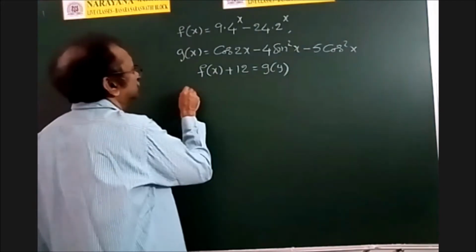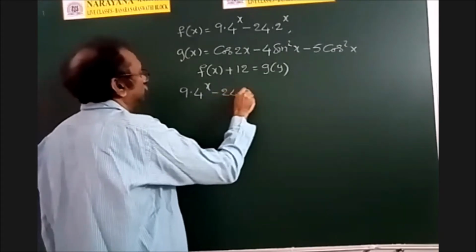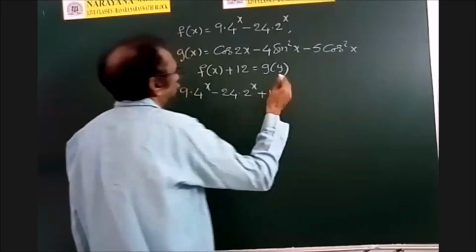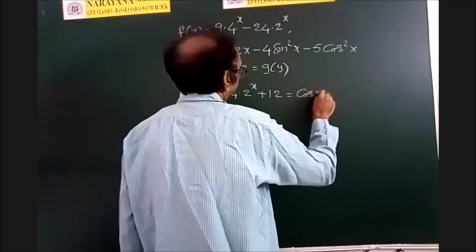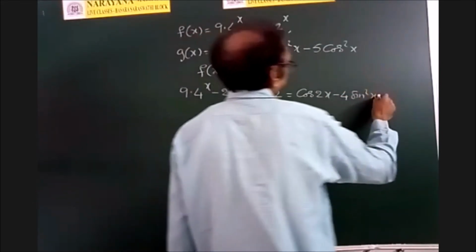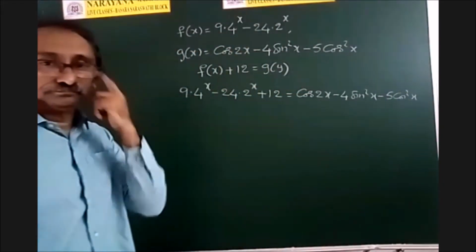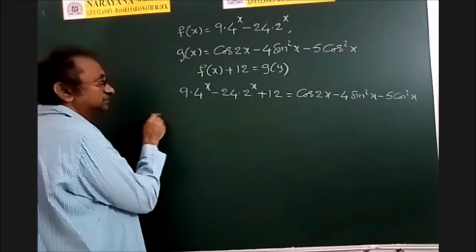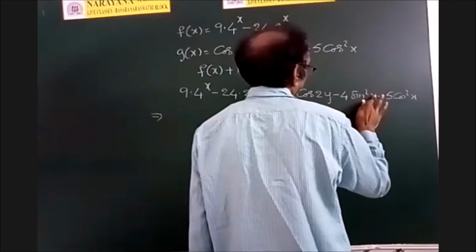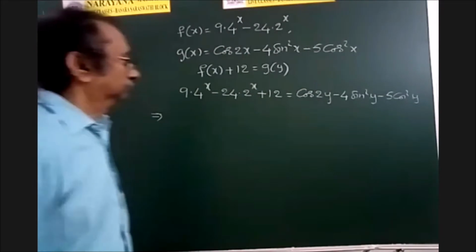So what is f of x? 9 into 4 power x minus 24 into 2 power x plus 12 is equal to g of y, that is cos 2y minus 4 into sin square y minus 5 into cos square y.